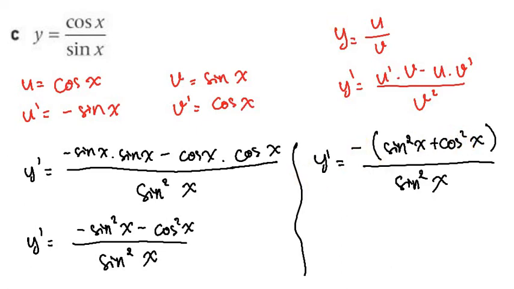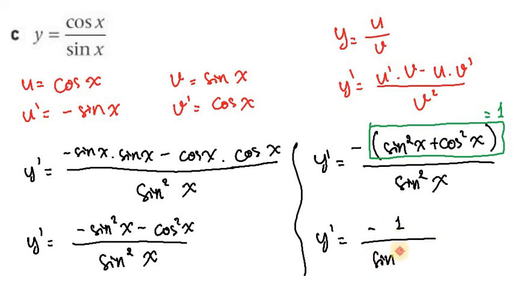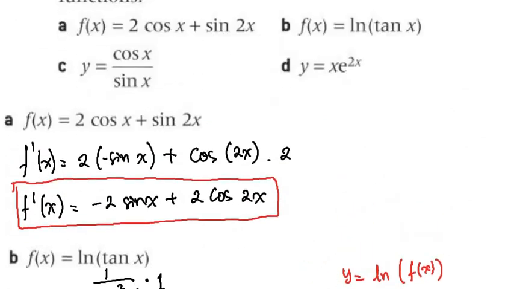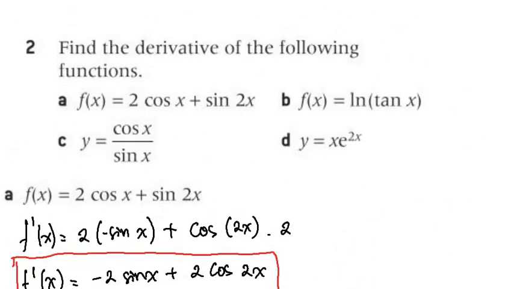Now sin square x plus cos square x is equal to 1. Let me put the note here. This one is equal to 1. So we can change that into y accent equals negative 1 over sin square x. That should be the final answer. But if you want to answer it like the previous one, that should be okay because we already factorized it, but we haven't simplified.